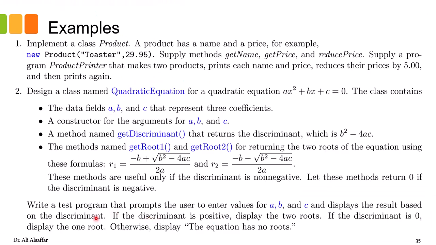Now the question says write a test program that prompts the user to enter values for a, b, and c and displays the result based on the discriminant. So we need to check the discriminant before we print the roots. If the discriminant is positive, we will display the 2 roots. If the discriminant is 0, we will display the single root. Otherwise, we'll display that the equation has no roots.